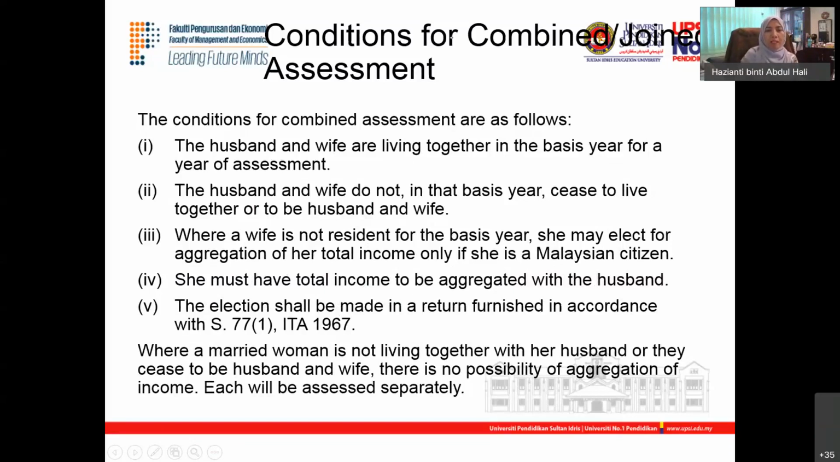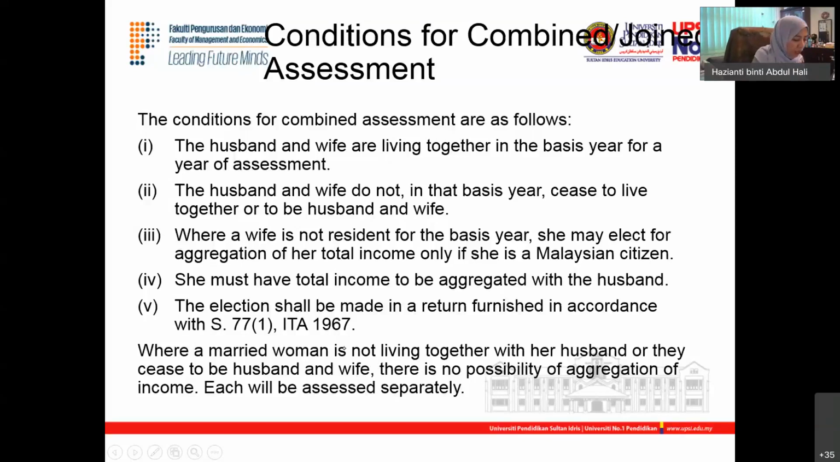So untuk combined assessment ni, the wife mesti ada income, but normally for a combined assessment ni, biasanya kalau the husband's punya income tu is less than the wife, then they can choose for a combined assessment. And okay, ini macam tadi lah, just like number 1 ni, if the wife is not living together with the husband, or they cease to be husband and wife, and there is no possibility of aggregation of income, so tak boleh lah.